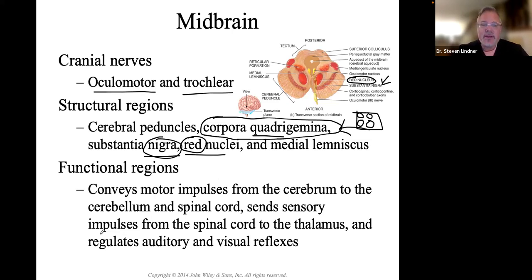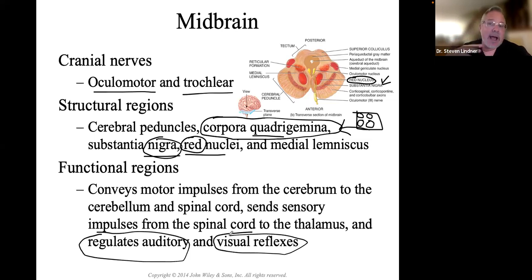It's also involved in auditory, hearing, and visual reflexes. So as you read the screen and your eyes have to track from left to right, that involves eye movements. That's a visual reflex. If there's a loud bang or a loud sound and your head moves and your eyes move in the direction of that sound for protective measures, again, that's auditory reflexes. Those involve the corpora quadrigemina.